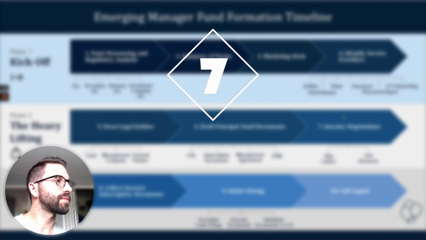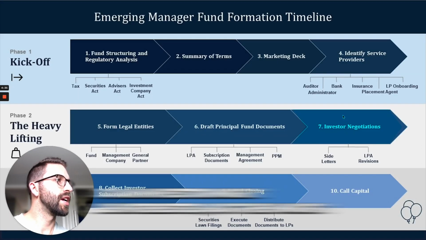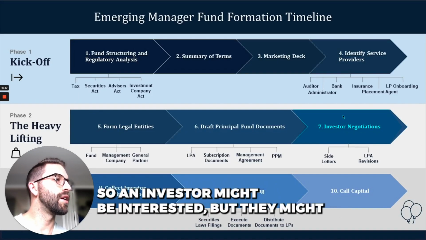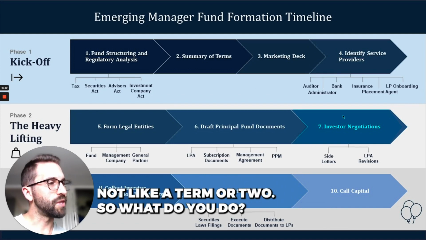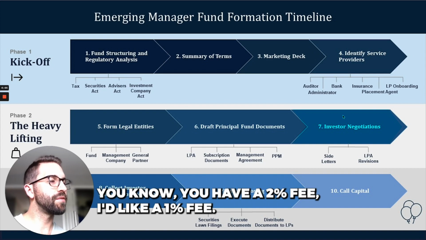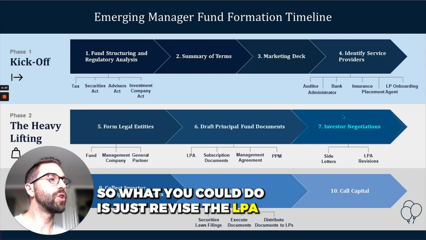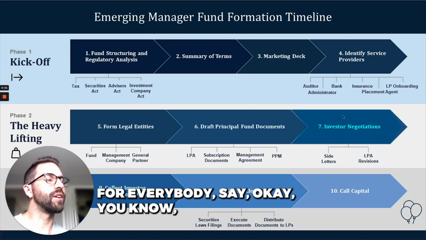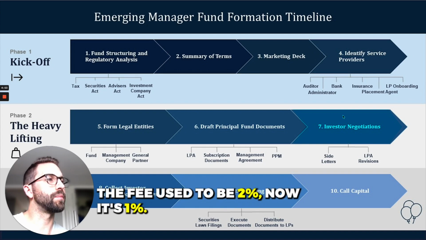Number 7, investor negotiations. An investor might be interested, but they might not like a term or two. So what do you do? For example, they could say, you have a 2% fee, I'd like a 1% fee. What you could do is just revise the LPA for everybody. Say, okay, the fee used to be 2, now it's 1.